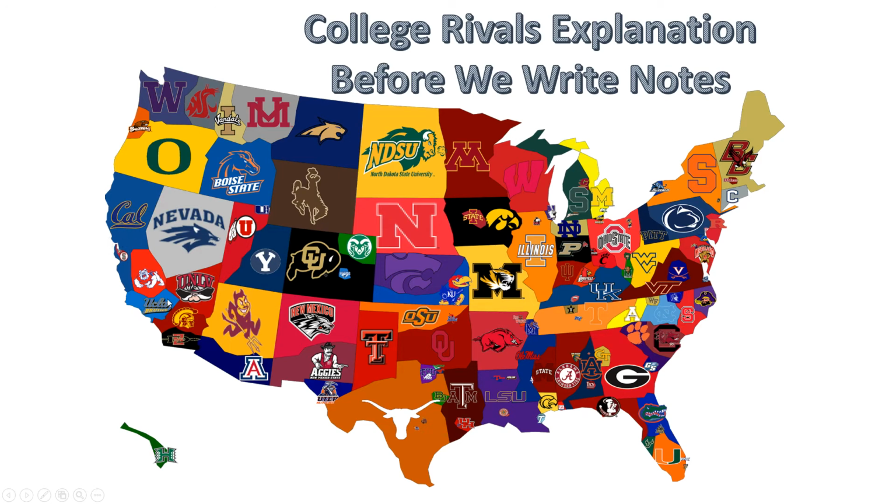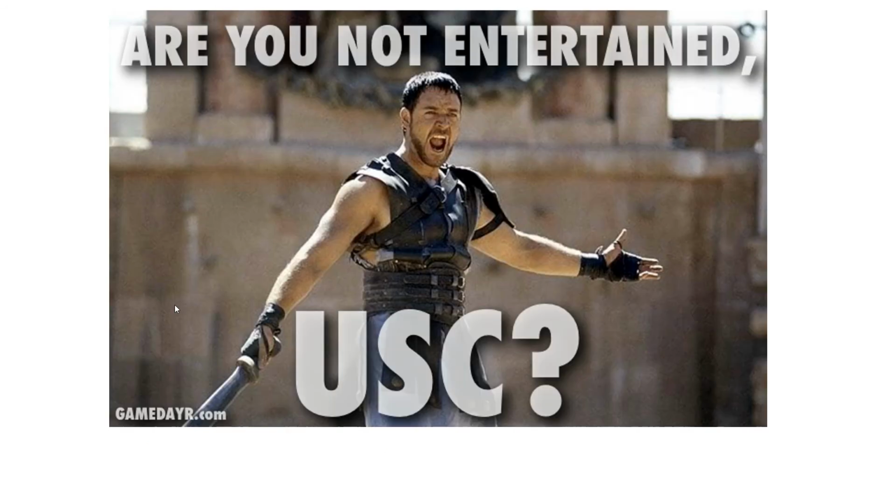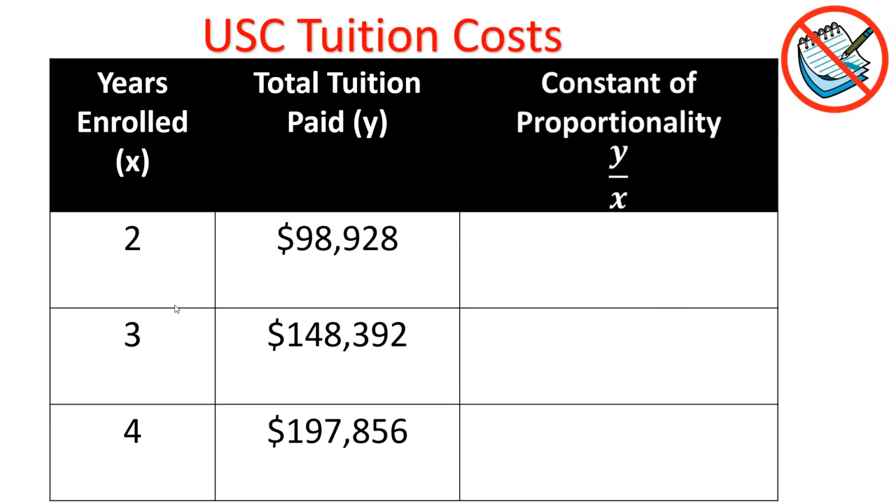I went to college at UCLA, and it has a huge rivalry with USC, University of Southern California, versus University of California, Los Angeles. Huge rivalry. So I went ahead and used an example of the tuition costs between the two schools as our constant of proportionality example. So here's something just for my rivals. And this is not on the notes, so that's why the symbol's here. This is just an example.